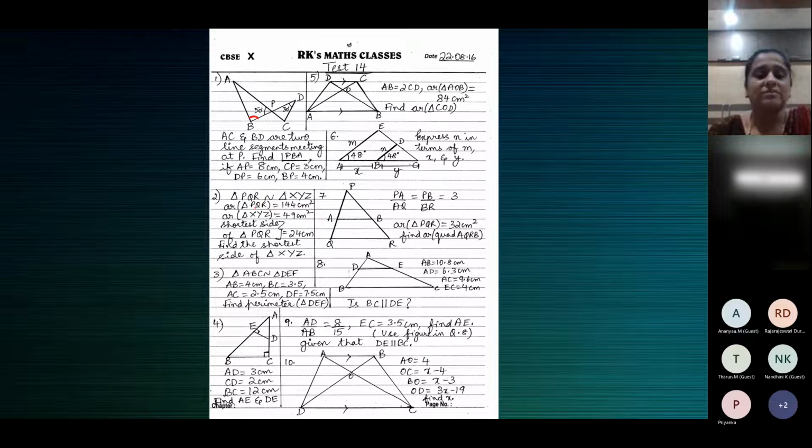Find angle PBA if AP is 8 centimeters, CP is 3 centimeters, DP is 6, and BP is 4. BP, this one is 4. All right, children.